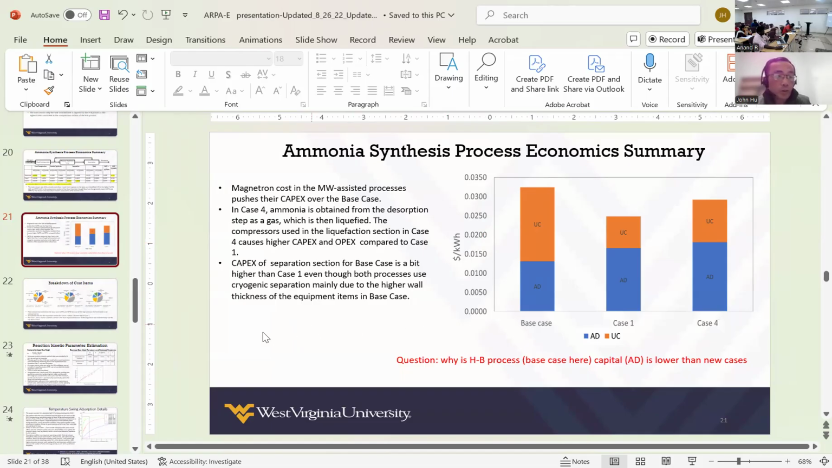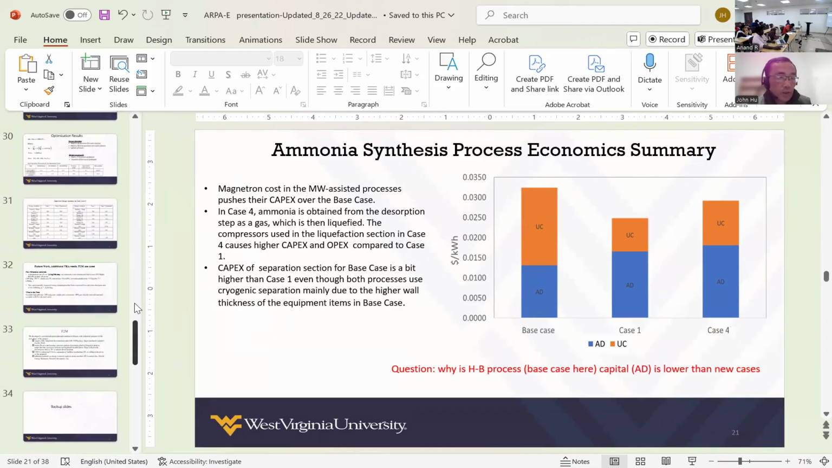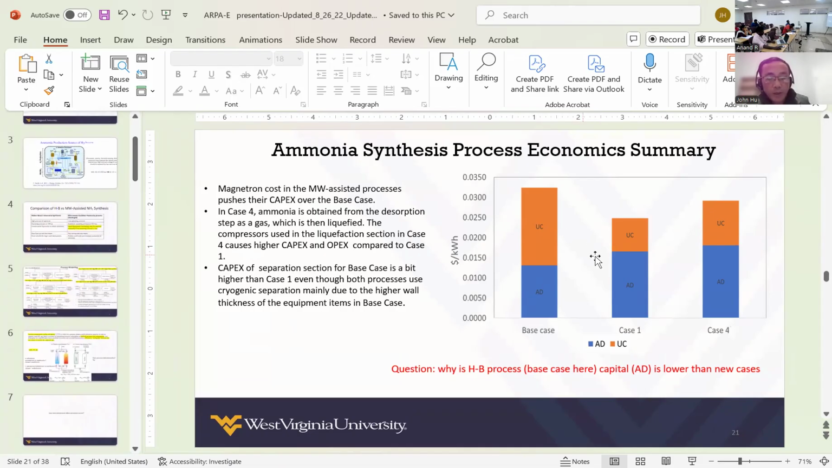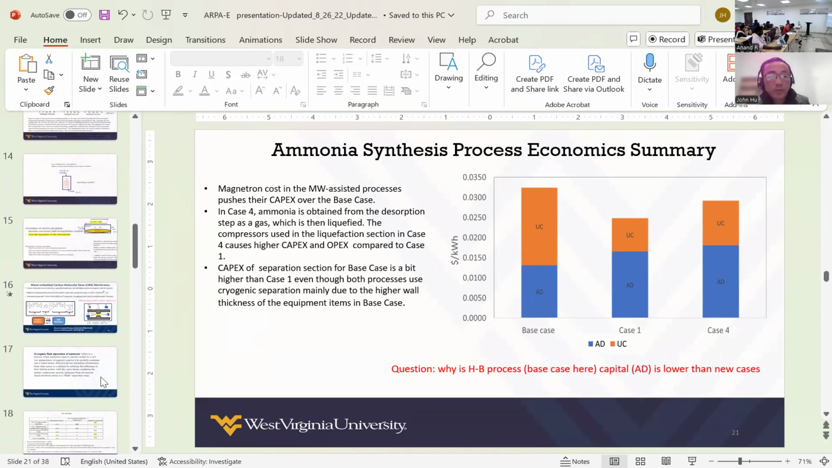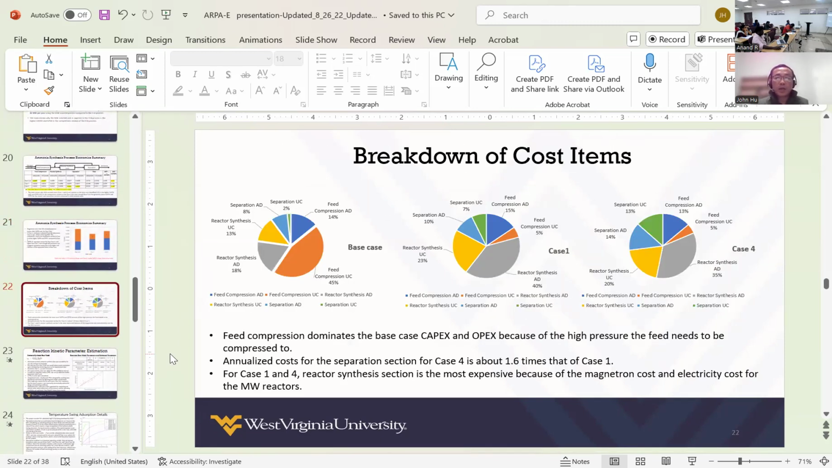I'm going to show you one more graph, and then let me see how many slides I have. I still have a lot of slides. I'm going to show you this. I'm sure you understand this graph. Basically, the new technology outperforms Haber-Bosch not because of capital, it's because of utility, because the downstream separation really becomes efficient. Let me show you one more pie chart on the breakdown of the cost items. Then we finish today.